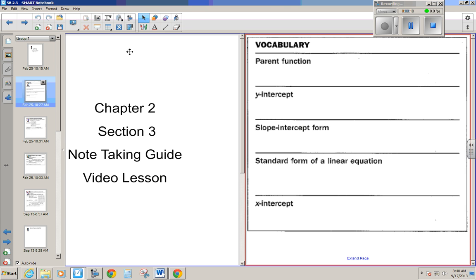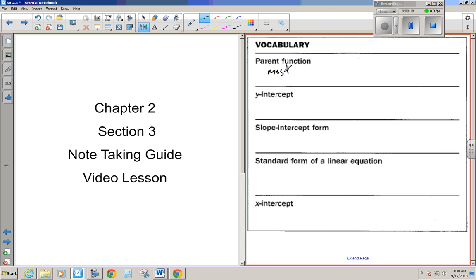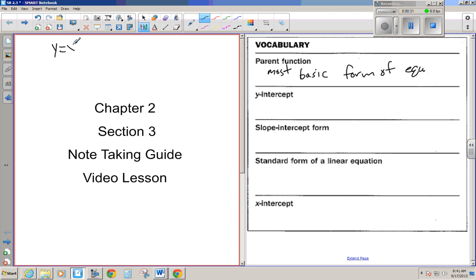So, first of all, let's define some of those. Parent functions are the most basic form of equation. So, like for linear, it's y equals x. For quadratic, it's y equals x squared. For a cubic, it's y equals x cubed. For a square root, it's y equals the square root of x. For absolute value, it's y equals the absolute value of x. They're all the most basic.